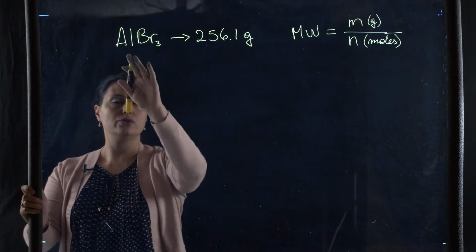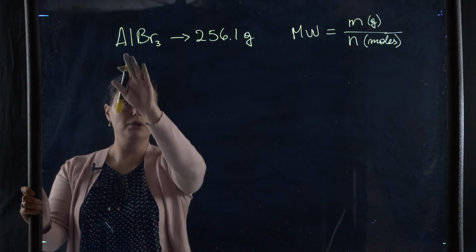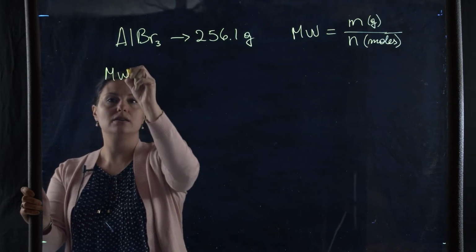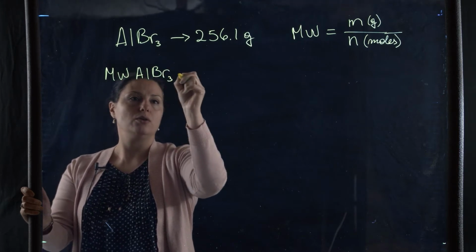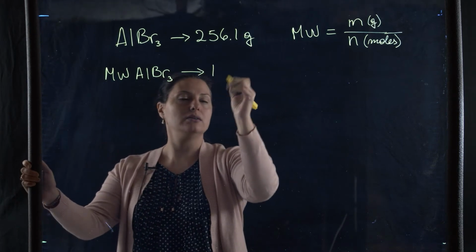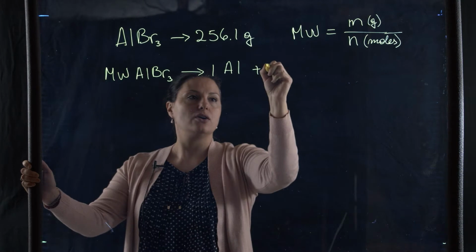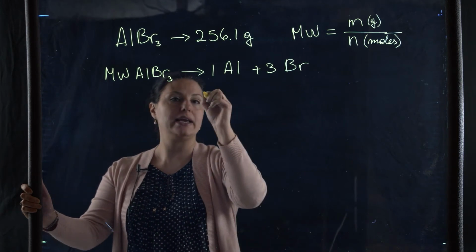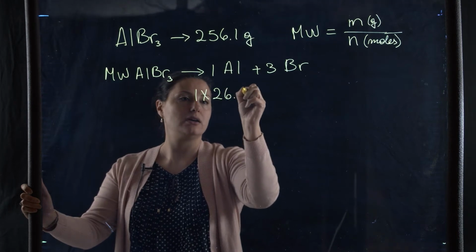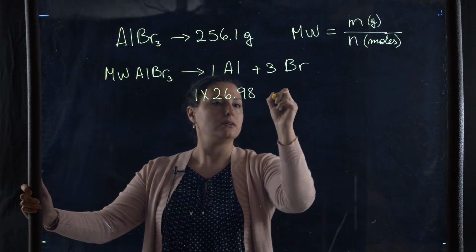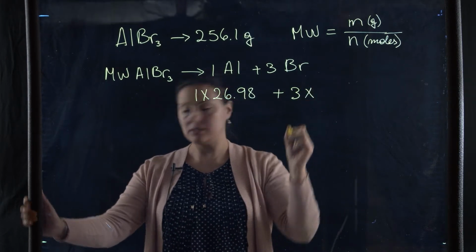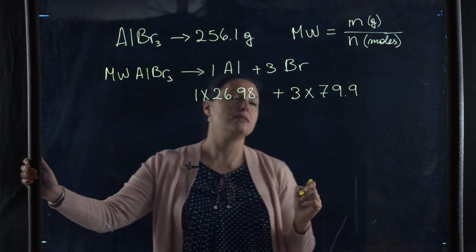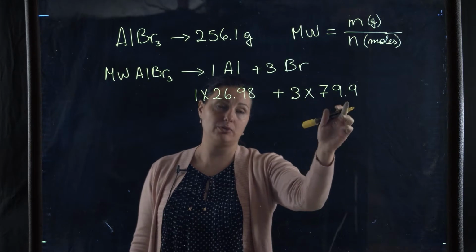Okay, so if I were to look at the atoms that make up this molecule, I have aluminum and 3 bromines. So I have 1 aluminum and 3 bromines. Therefore, the molecular weight for aluminum bromide will be 1 aluminum plus 3 Brs, 3 bromines. 1 aluminum, if I look it up, weighs 26.98. So I have 1 times 26.98, and then I add 3 times the bromine, which is 79.9. That is the mass of 1 bromine, but I have 3, so I have to multiply that by 3.